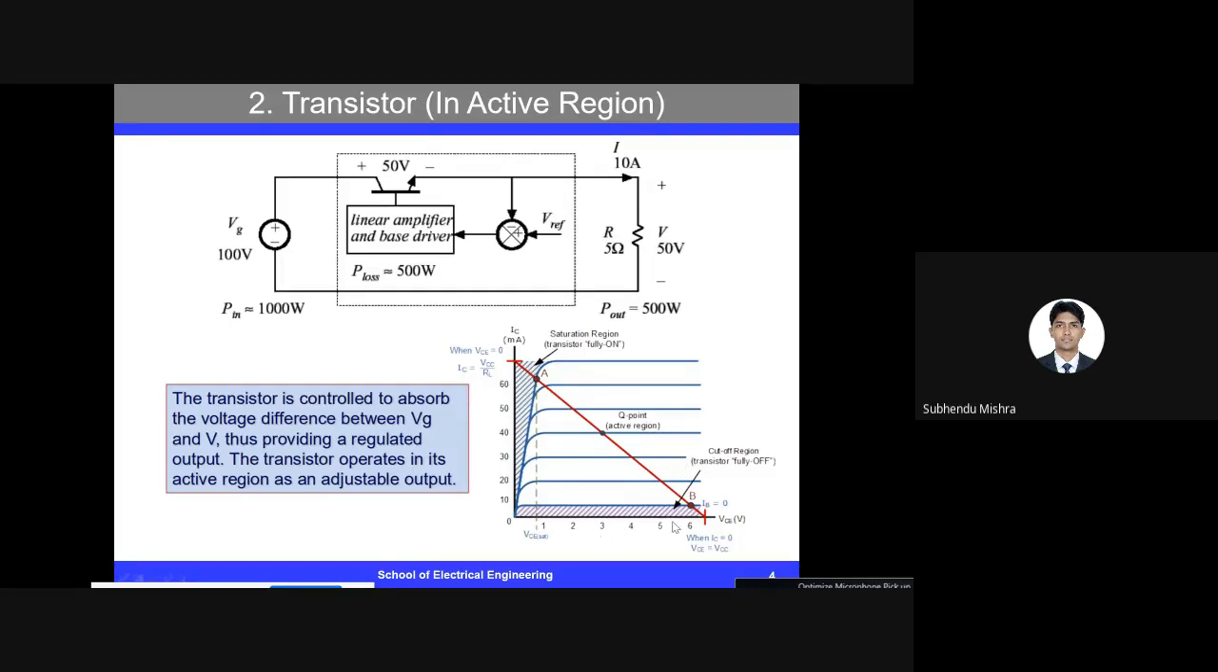Now this happens when you have a very large voltage drop. As you can see, the source is attached to the collector.